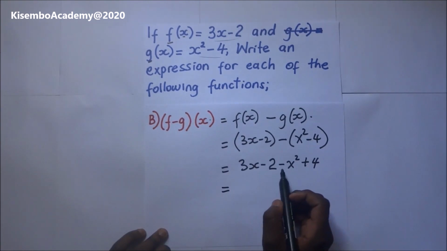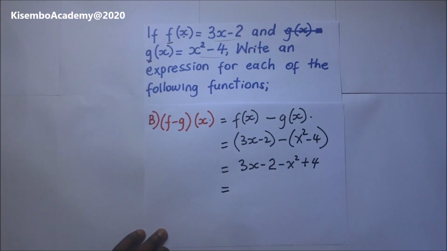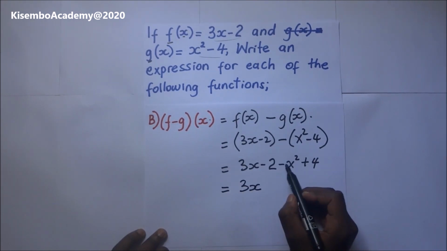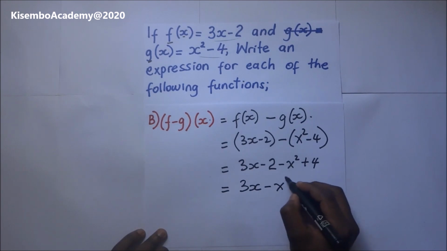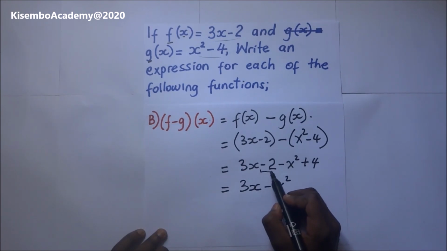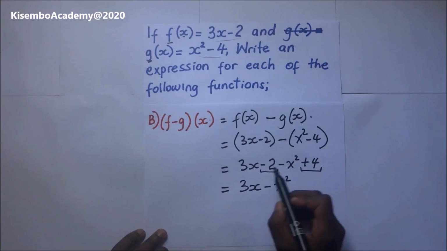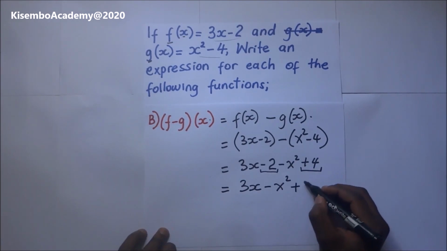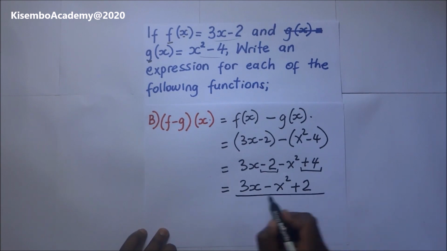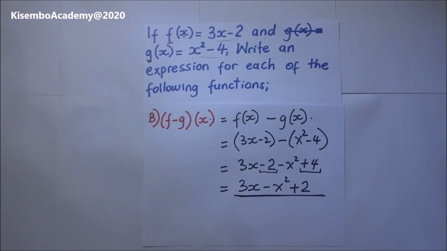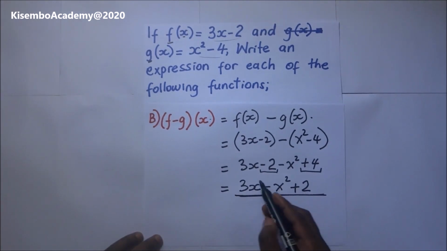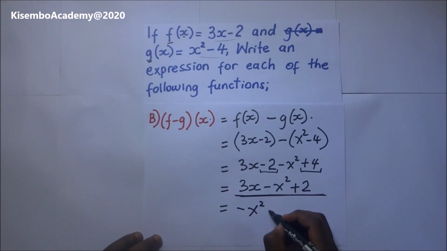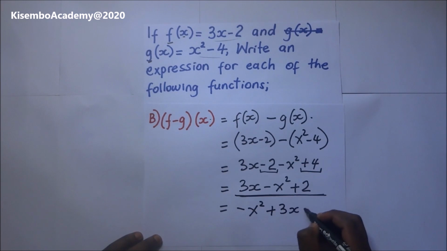That's going to become, of course, we collect like terms. This is going to become 3x minus x squared. Then we have -2 here and +4. -2 plus 4 is going to give us +2. So that gives us the answer. Or if I may rearrange this in the form of a quadratic equation, it turns out to be negative x squared plus 3x plus 2.